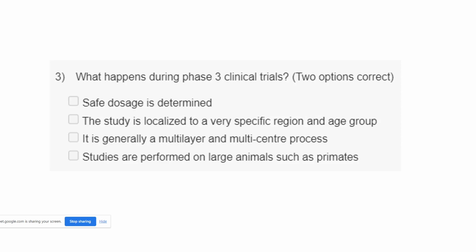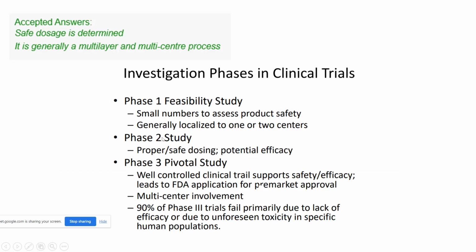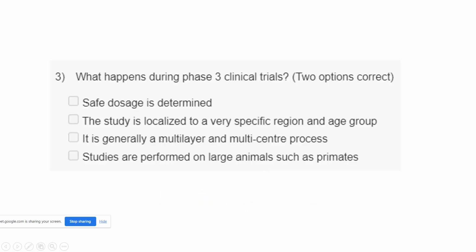Then safe dosage is determined is the correct answer, ma'am. It should be, but this is more relevant because safe dosage is also determined in phase 2 and phase 1. Final safety dosage is determined in phase 3, but more appropriate would be the multi-layer and multi-center process, I would say. Okay, ma'am. Thank you, ma'am.